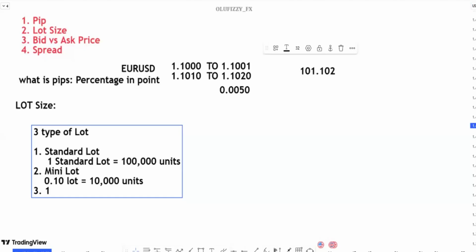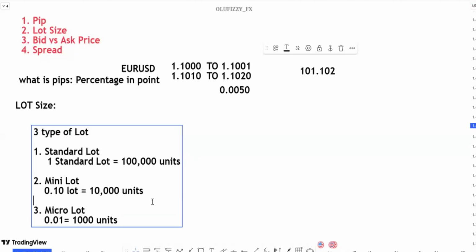And thirdly, we have micro lots. We have micro lot size. For the micro lot size, that is 0.01. That's the smallest lot size you can use in the market. And that carries 1,000 units of the pair. So that is the smallest lot size you can use when it comes to trading.